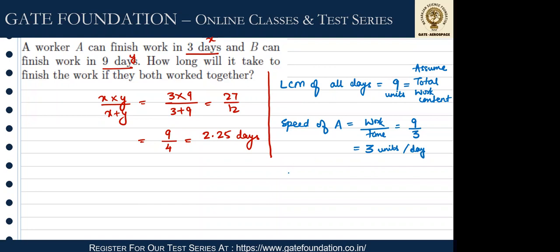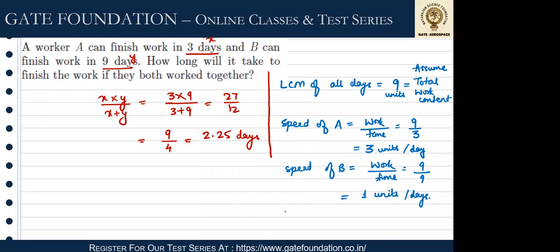राइट, सिंपल. अब सिंपली आई विल फाइंड आउट द स्पीड ऑफ बी. वर्क अपॉन टाइम. सो वर्क कंटेंट कितना है? सेम वर्क कंटेंट जो हमने स्टार्टिंग में लिया हुआ था, 9 यूनिट्स. और बी को कितना टाइम लग रहा है? 9 days. सो वो कितना खत्म कर रहा है? ही इज कंप्लीटिंग 1 यूनिट पर डे.